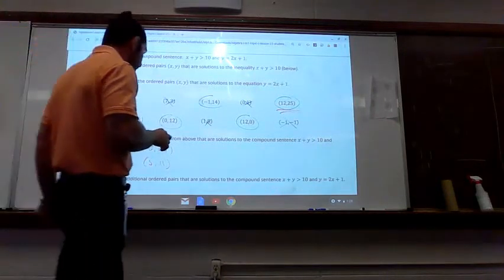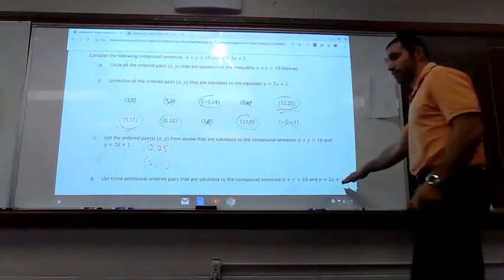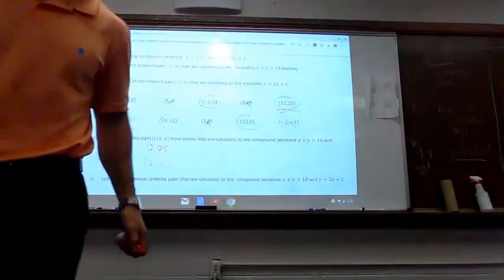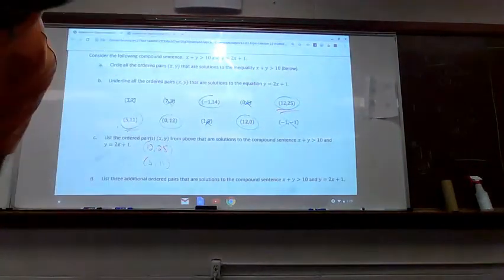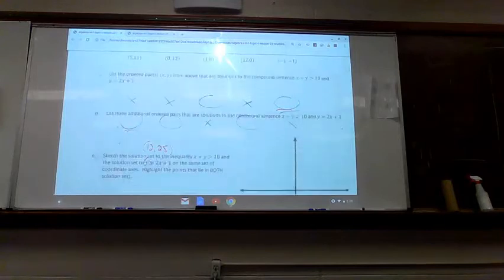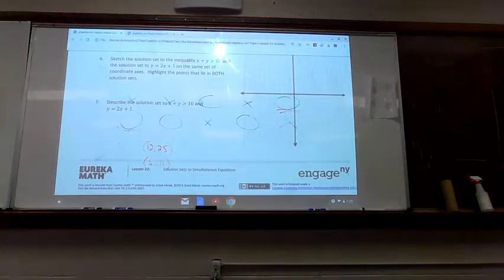List 3 additional ordered pairs of solutions. Yeah, I'm not going to do that yet. I don't care about that part yet. What I care about, and I'm so worried that you guys can't see this, maybe it's the glare on my computer, I don't know, is graphing it.